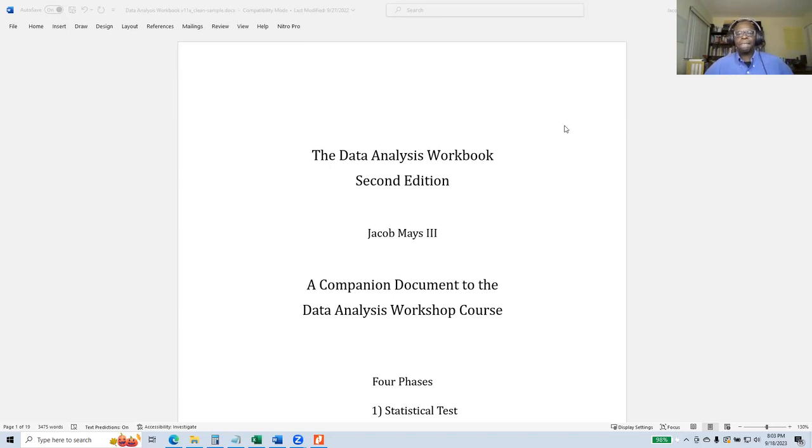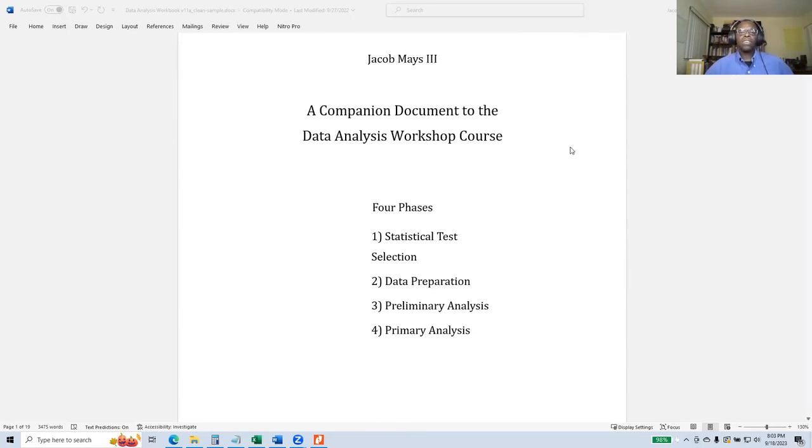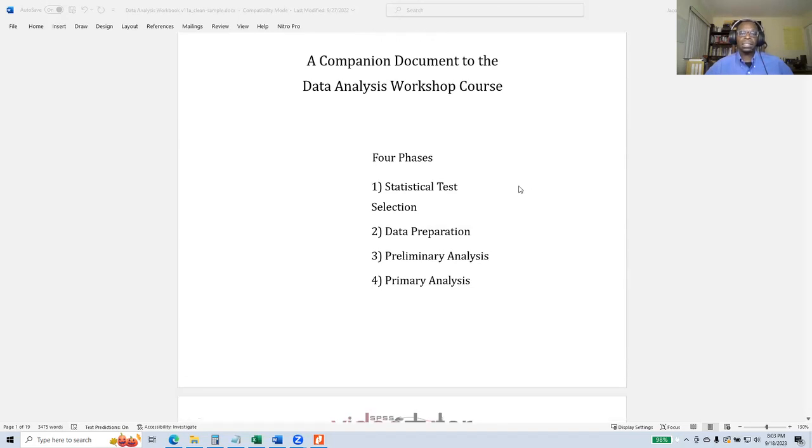Now, these are the 4 phases of the data analysis process. The first phase is the test selection phase. You come up with research questions and you say to yourself, what statistical tests do I need to use in order to answer these particular research questions? But there's a process that you have to go through in order to select the correct statistical test. And we're going to go through that process today.